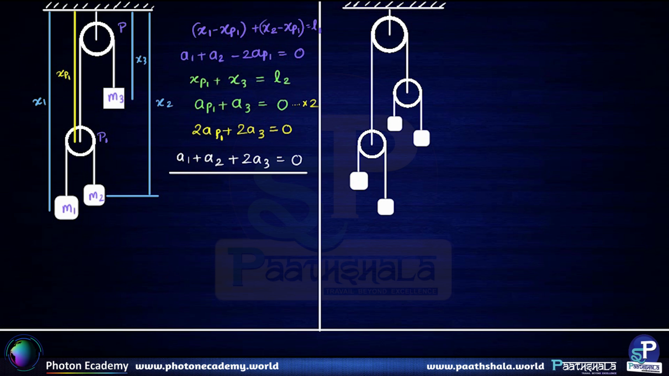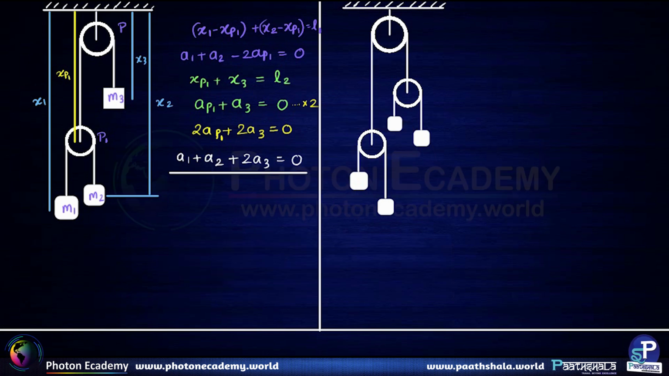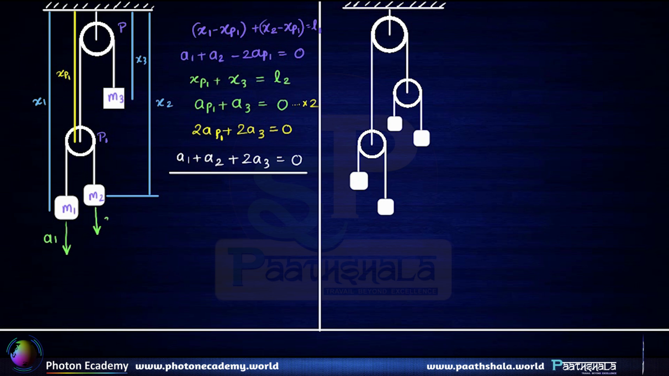Now as you might be aware, when we use constraint motion relations like this, it is important to take a1, a2 and a3 in the same sense with respect to the rigid support, meaning all have to be going away from the rigid support or all have to be coming towards the rigid support. So let me here choose all of them to be going away from the rigid support. So this is a1 going away, this is a2 going away from rigid support, and this is a3.